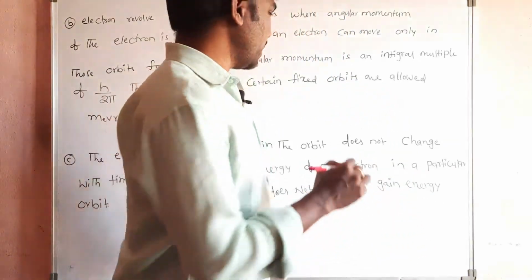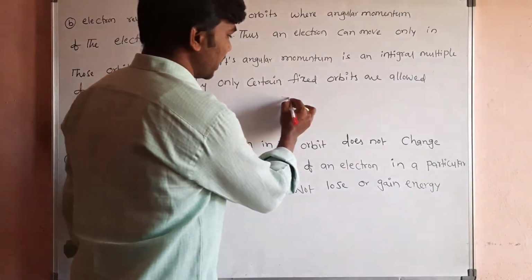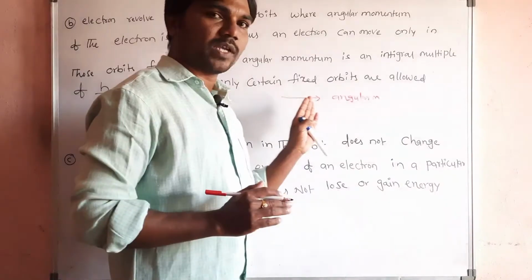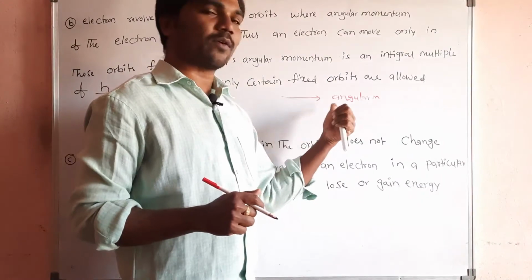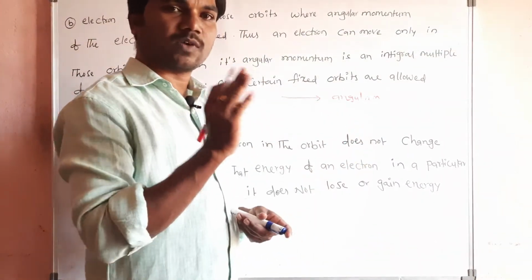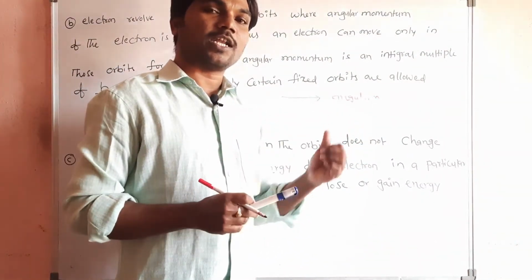If any object is moving in a linear motion, then we can calculate its momentum. That momentum is called linear momentum. When any substance is moving linearly, we call its momentum linear momentum.